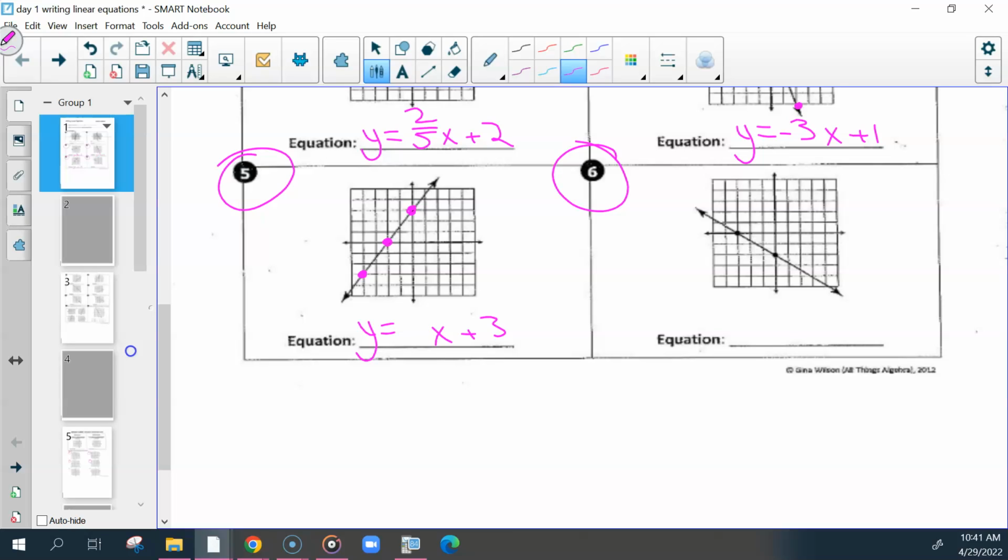Depending on where you're counting from, you're either counting up and to the right or down and to the left. That would be a negative over a negative, which would make a positive. What is our slope? 3 over 2. So y equals 3 over 2x plus 3 is our equation. Questions on that one?